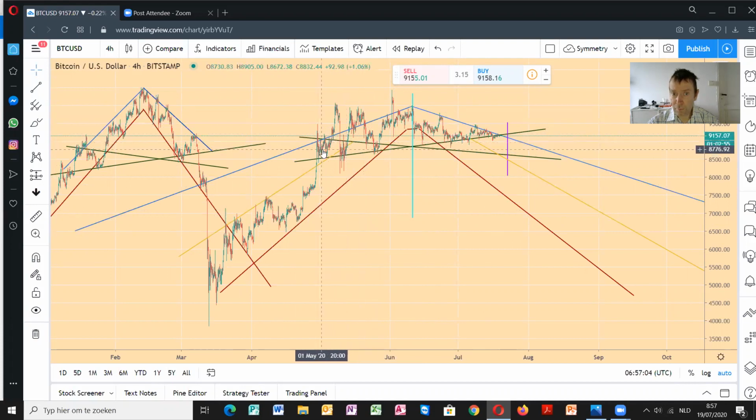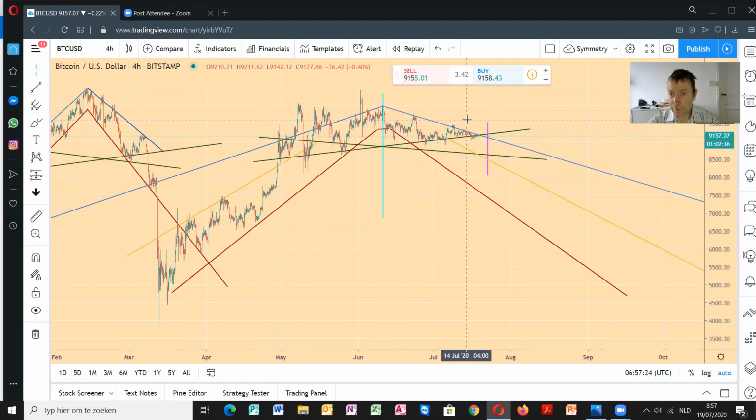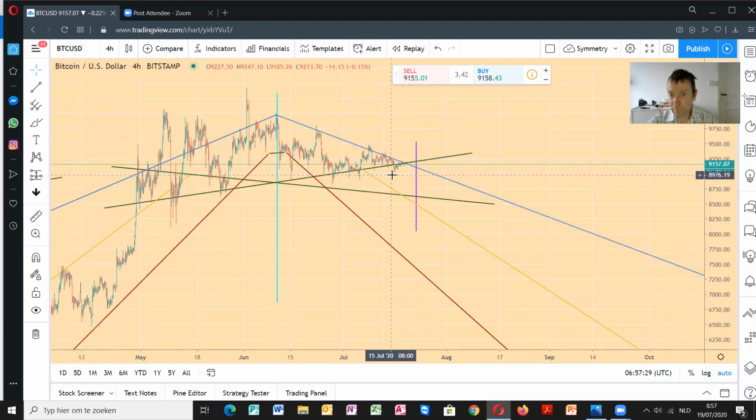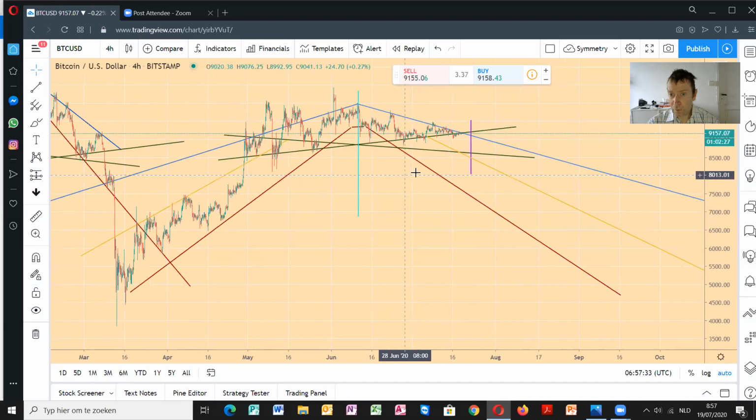But here we had a big volatility. The price shot up fast and then came down. But here we have a very low volatility and we are creeping slowly until something happens.